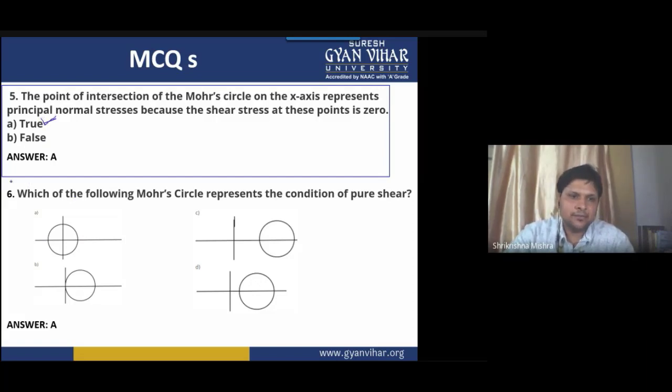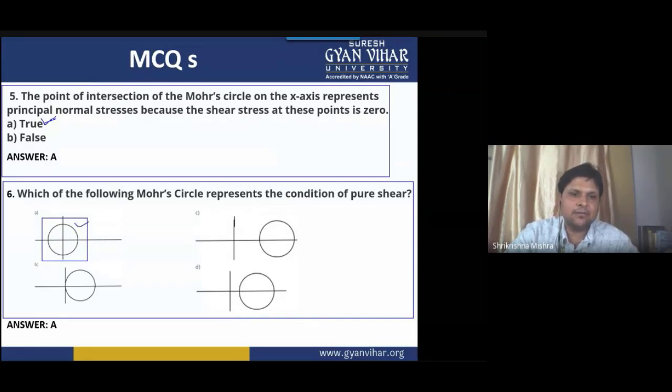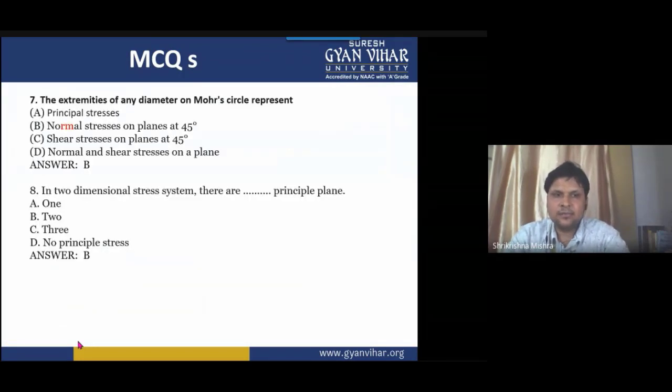True. Then coming into MCQ number 6, which of the following circles represents the condition of pure shear? So the condition of pure shear, there will be no normal stresses. Means you will neither have J, you will neither have K point in a Mohr circle. Directly you will get this particular diagram. So A is the correct option.